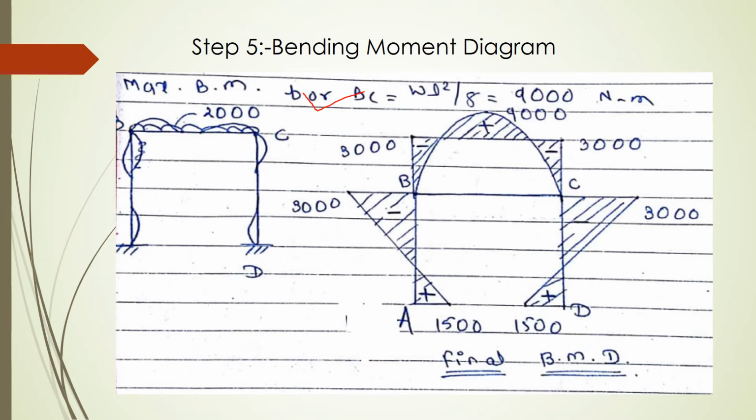And the last step is to find out the maximum bending moment for the given loading. The loading is only on the BC and it is of UDL. So the maximum bending moment is WL square by 8. So this is how we are supposed to plot the bending moment diagram. So this is one problem of a portal frame which is symmetrical.